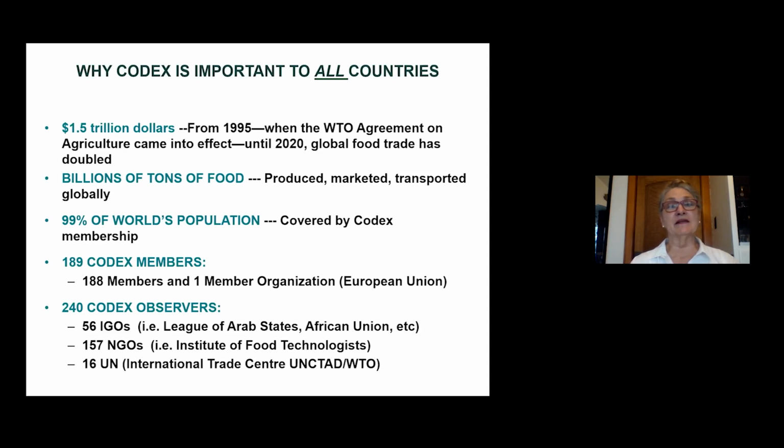So it's important because the WTO agreement on agriculture has doubled since it came into process in 1995. There are billions of tons of food that are produced, marketed, and transported globally. 99% of the world's population is covered by Codex membership. So you are not alone in this. And with 189 members, it covers most of the world. Besides that, there are 240 Codex observers. So these different unions and food technologists and trade unions represent each country every time that there is a meeting of Codex.